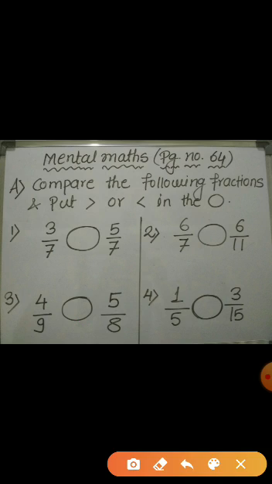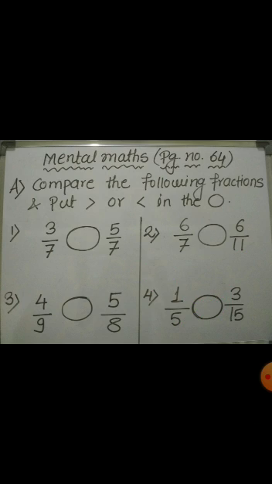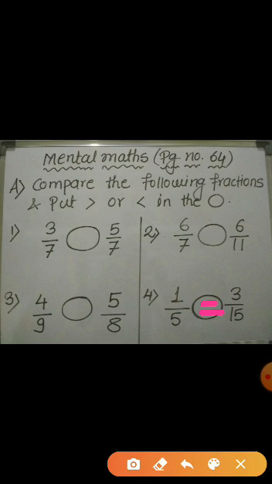Now the last fraction. The fractions are 1 by 5 and 3 by 15. These are also unlike fractions, having different denominators, right? But the numerators are also different. So we need to cross multiply to compare it. So first we multiply 1 and 15. Now 15 into 1 will become 15. And then we multiply 3 and 5. 5 3s are again 15. Here both the values are same. It means both the fractions are equal. Hence we put equal to.